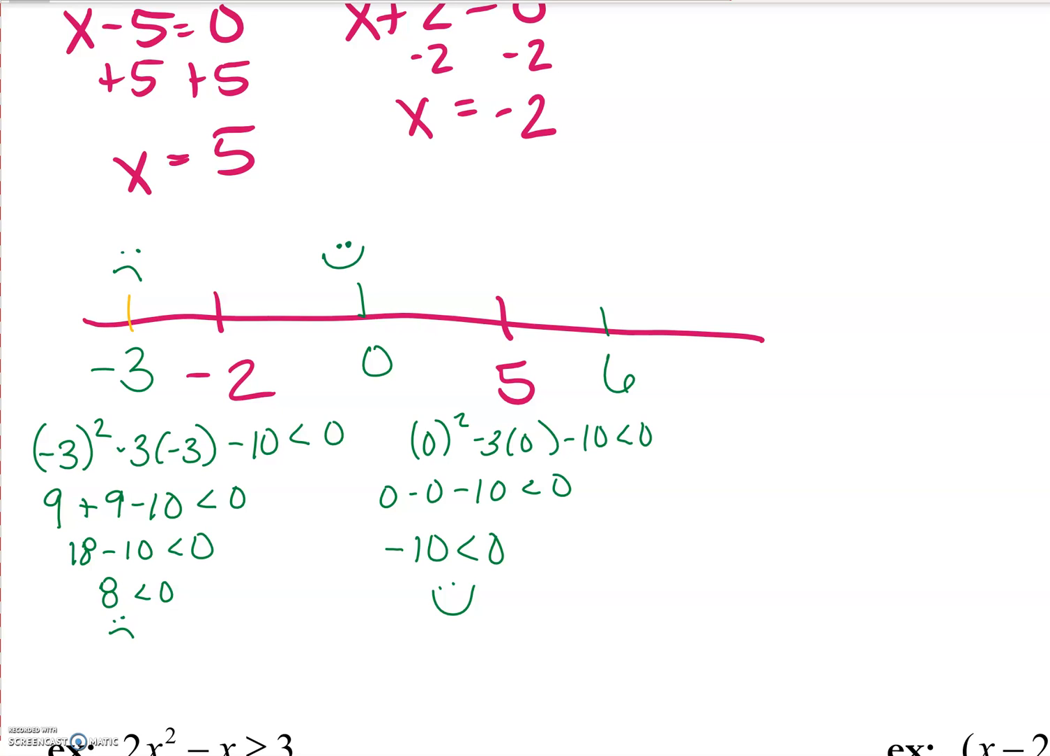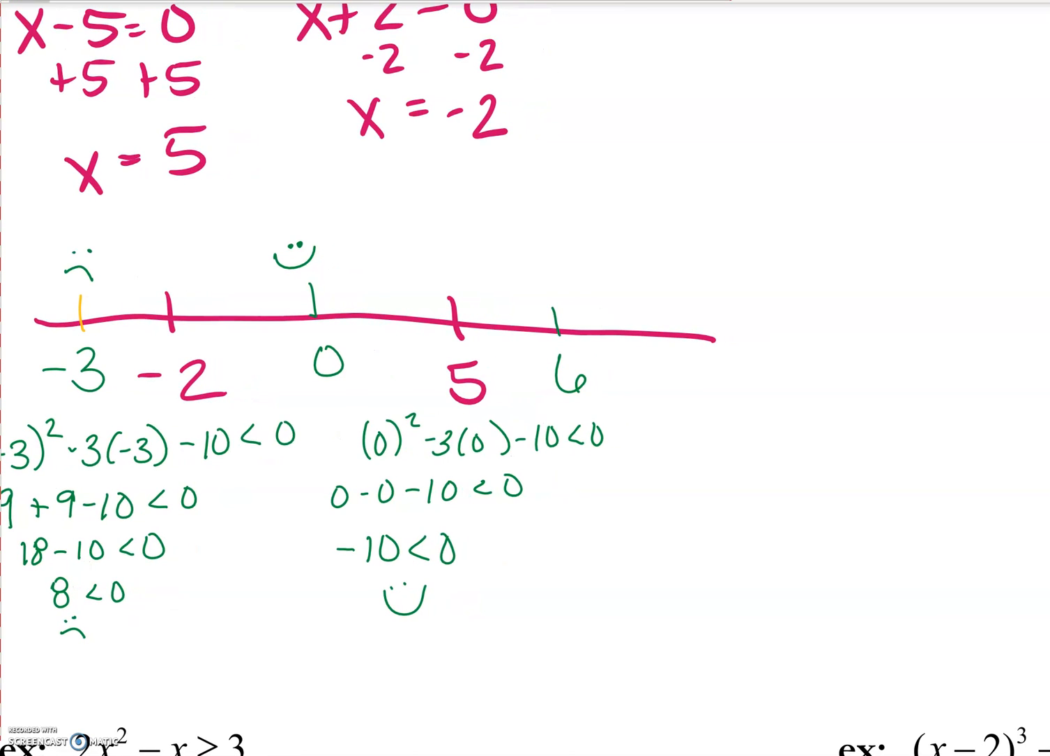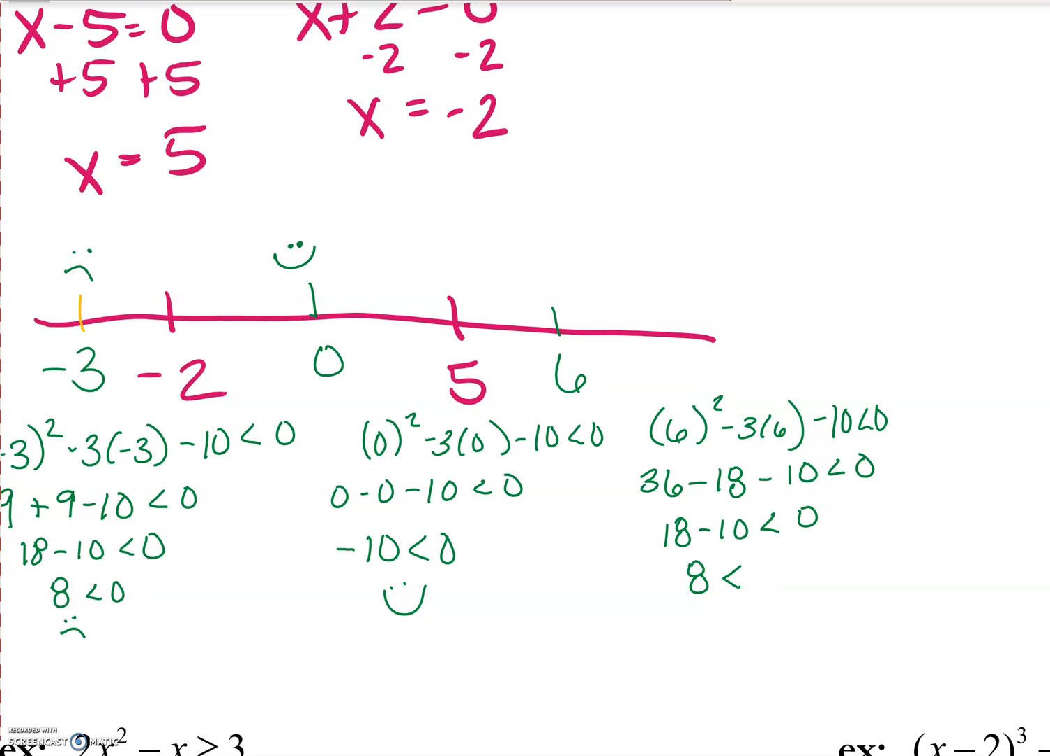I'm going to go through one more time and check the number 6. So if I plug in 6, is 6 squared minus 3 times 6 minus 10 less than 0? I know that 6 squared is 36. Negative 3 times 6 is negative 18, with our minus 10. 36 minus 18 is 18, minus 10, which gives me 8. And 8 is not less than 0. So 6 is not a solution, nor is any number bigger than 5 a solution.